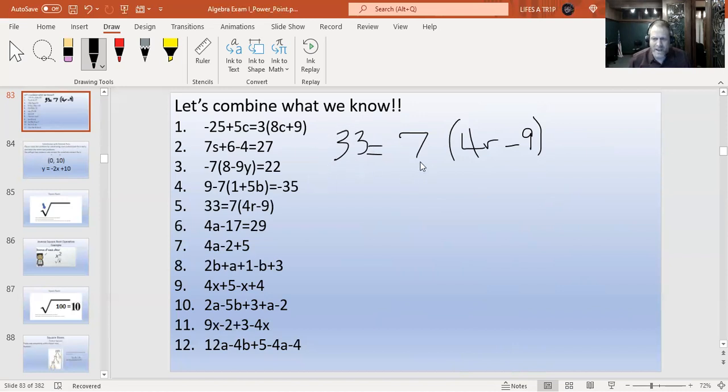I think last time we did bite the bullet and just did it like this. We didn't rearrange anything. So let's do 33 equals what 7 times 4r is 28r. And then 7 times -9 is -63. And we want to get rid of this 63 because we're working to get the r by itself. But right now we have 28r. That's okay. We're going to handle that 28 in just a minute.